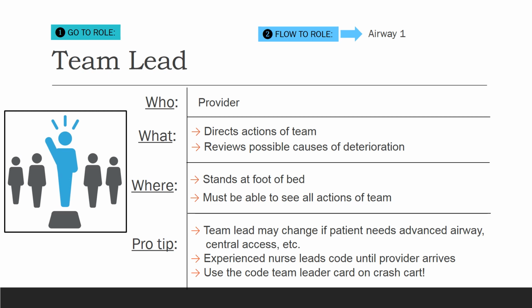The team lead should also review the possible causes of deterioration, order appropriate investigative studies, and perform advanced tasks as needed. If the team lead must perform such a task, they should hand the lead role off to another provider.